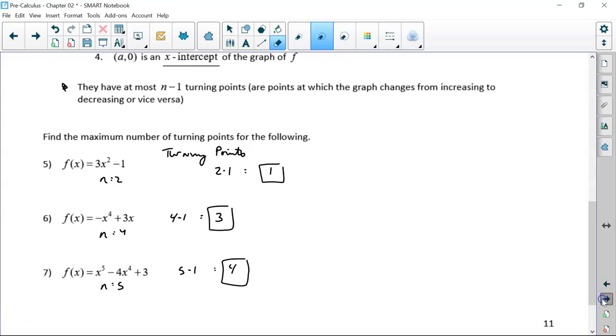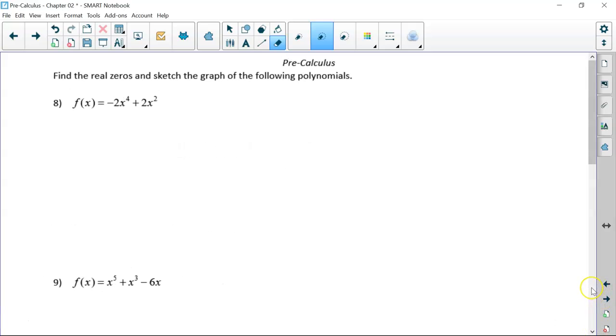Problem number 8 on the next page. What we're going to do is find the real zeros and make a quick sketch of the graph using those zeros and using our end behavior. The zeros, the x-intercepts, the solutions.